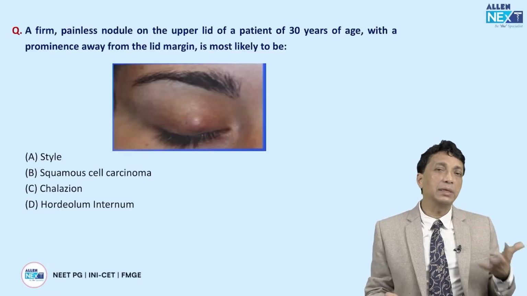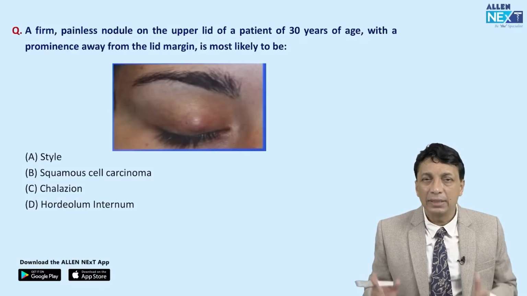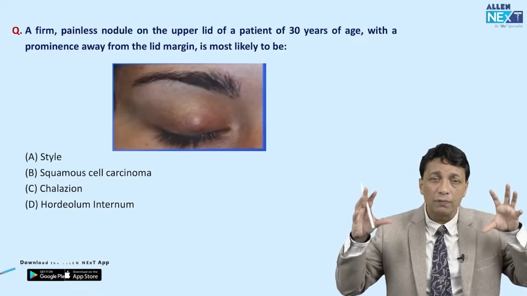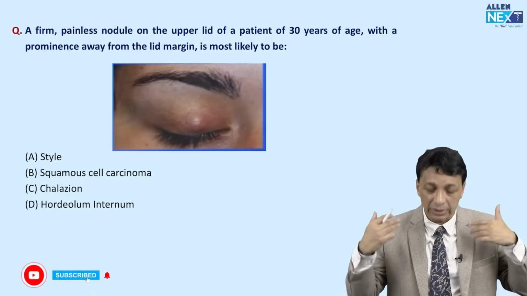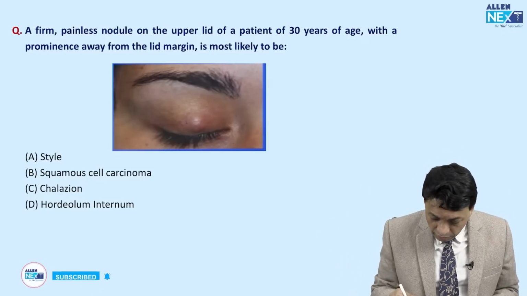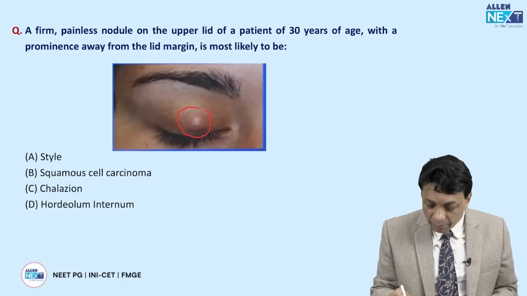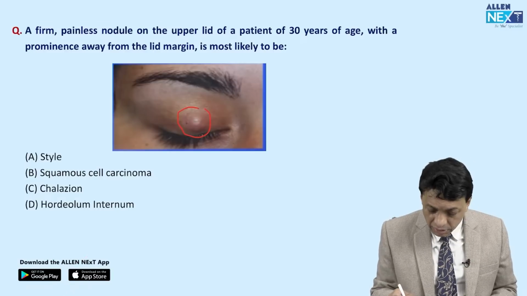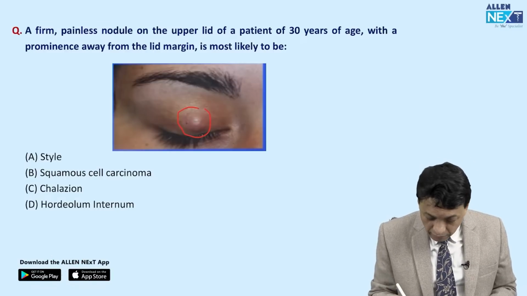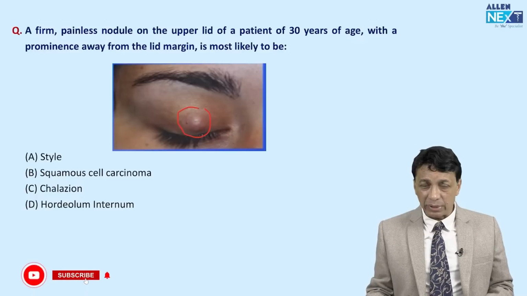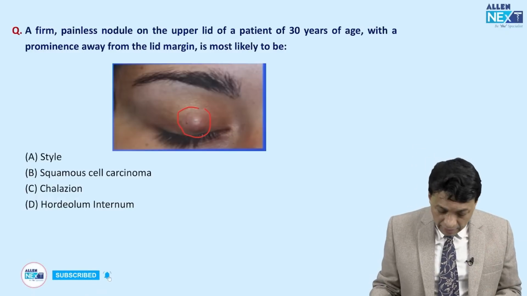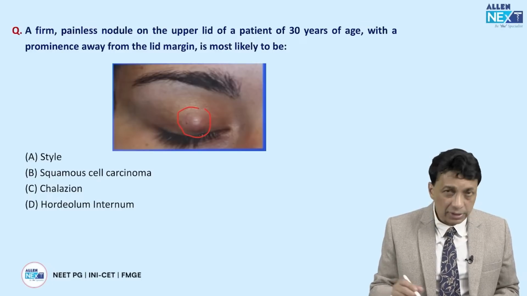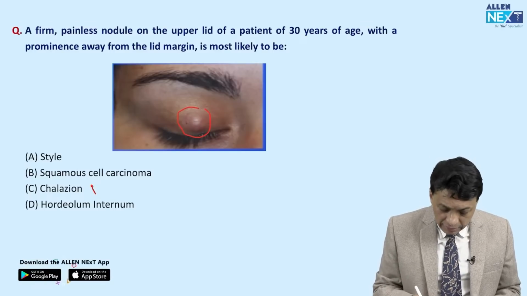So, ladies and gentlemen, we are basically doing some PYQs, and then we'll go to some other things which are a conglomerate of all the things that we expect in your paper this time. A firm painless nodule, you can see it here on the upper lid of a patient of 30 years of age with the prominence away from the lid margin is most likely to be, and those of you who have seen these pictures repeatedly that I have flashed them, you recognize them. It's not a sty, it's not a squamous cell carcinoma in a 30-year-old patient. It's unlikely, and it is indeed a chalazion.